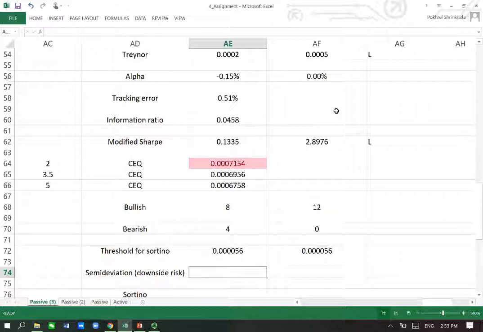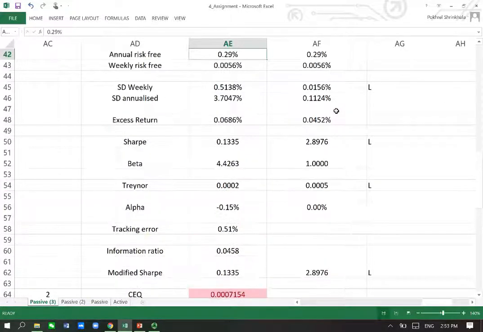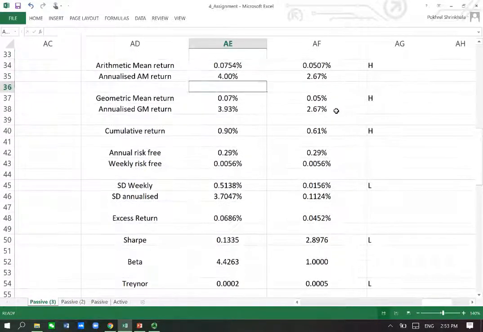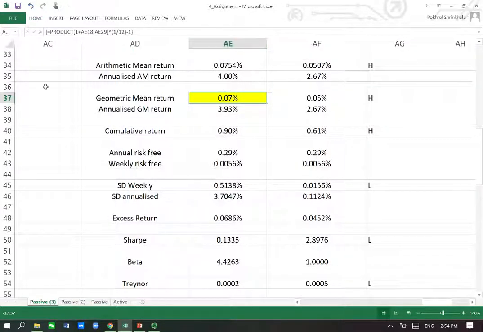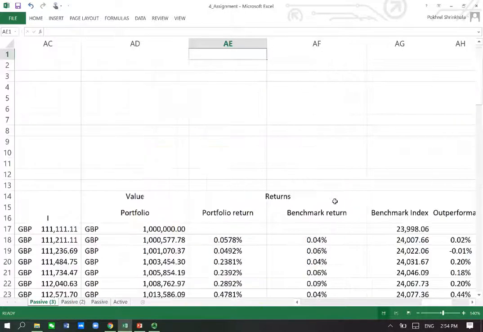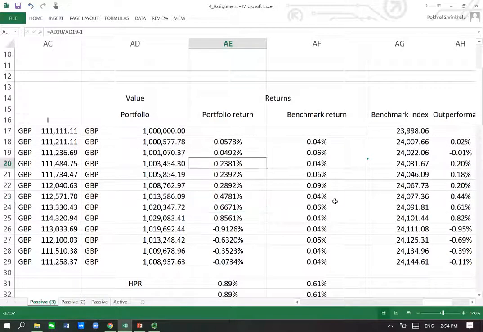To find out the downside risk, we need to think of a hurdle rate. After identifying that hurdle rate, we take the portfolio's periodic return minus the hurdle rate, because we are trying to find the standard deviation for those returns which are below the hurdle rate. So let us do it. Let's assume that the hurdle rate is going to be the mean return, which is this number here, appearing in my case as AE37.